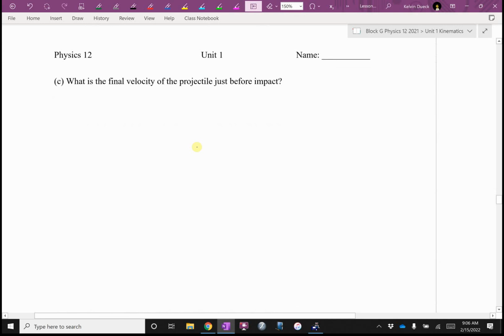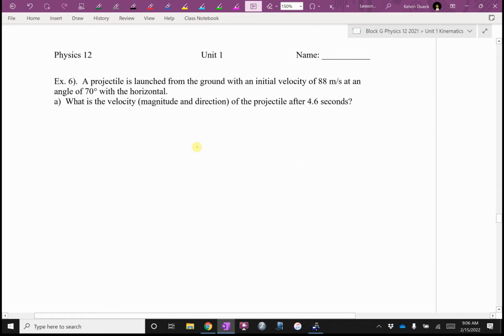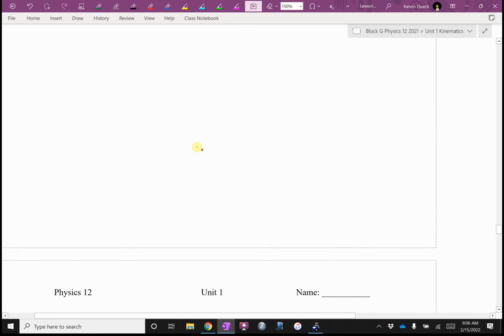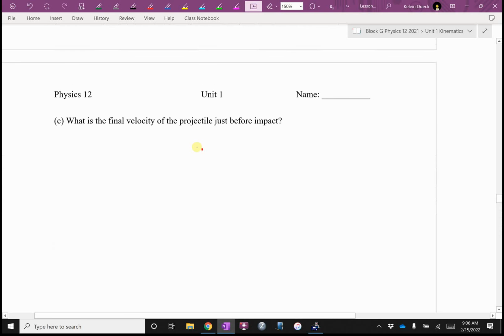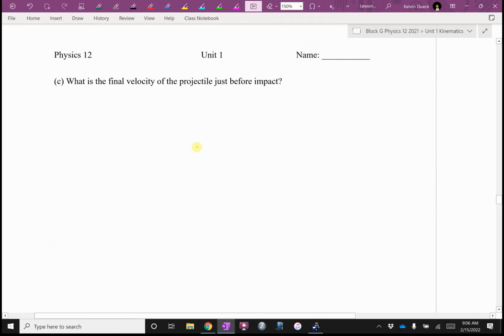C asks, what's the final velocity of the projectile just before impact? Yeah, I'll do that one, but I'm going to skip the last example because it's a repeat. What's the final velocity of the projectile just before impact? Is it 0? How do you know? Because if you did a belly flop off of your desk onto the cement, it would not be 0. Afterwards, it's 0, but not at impact.